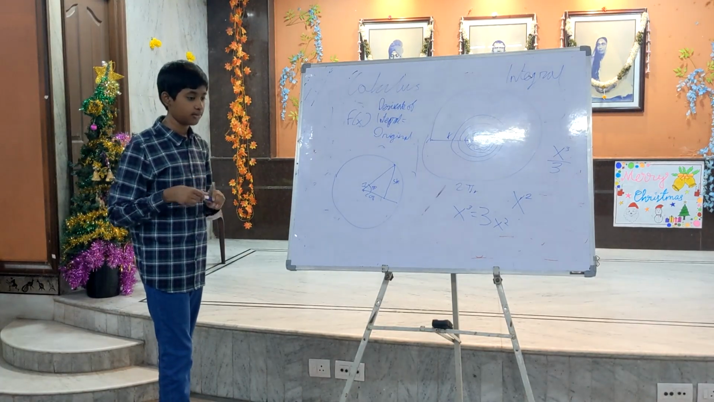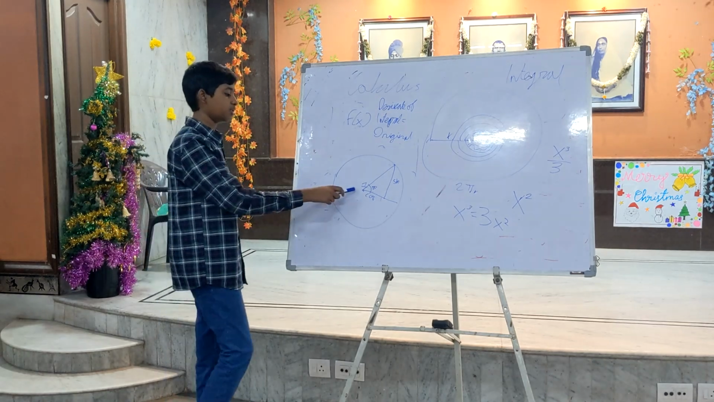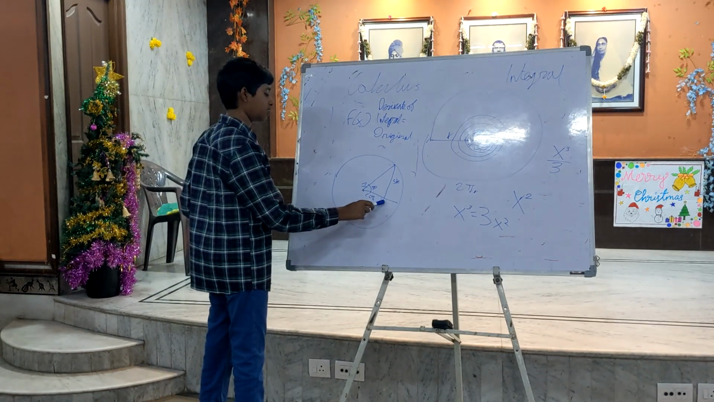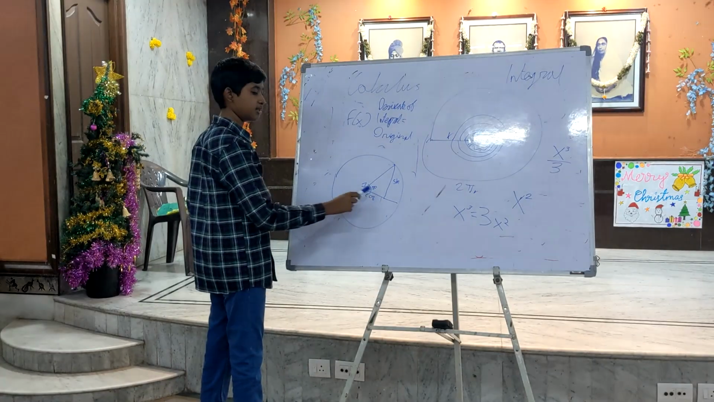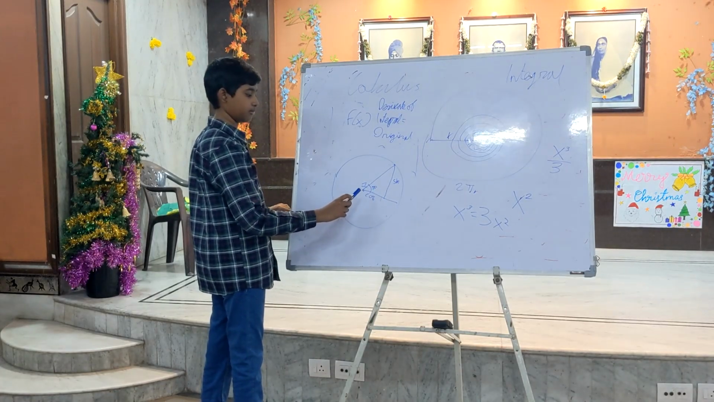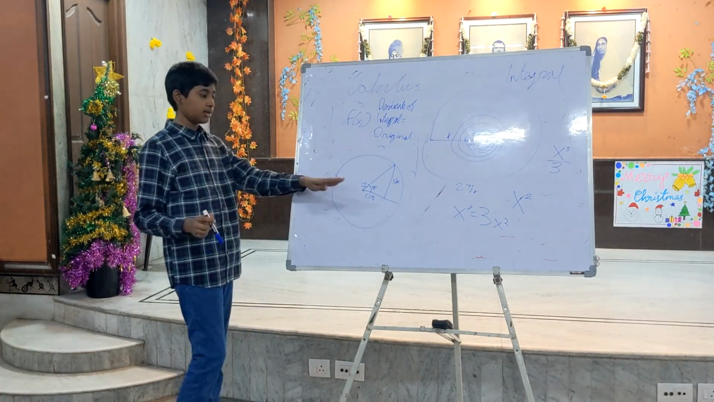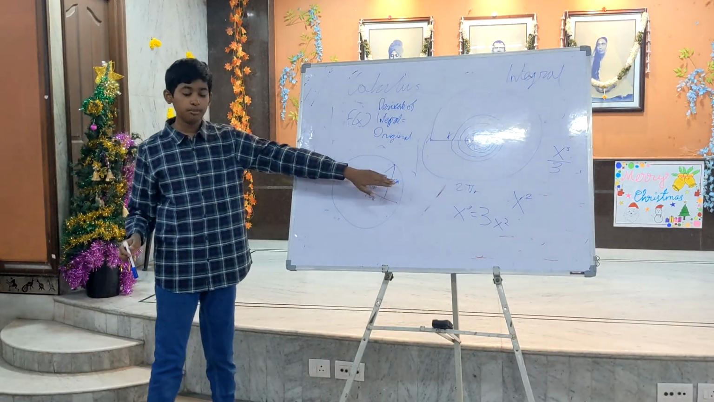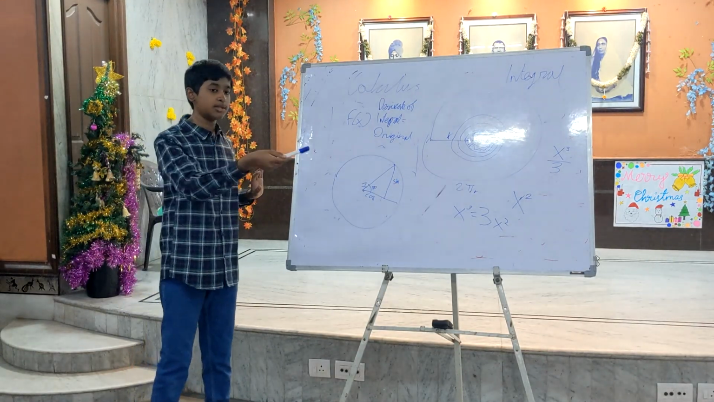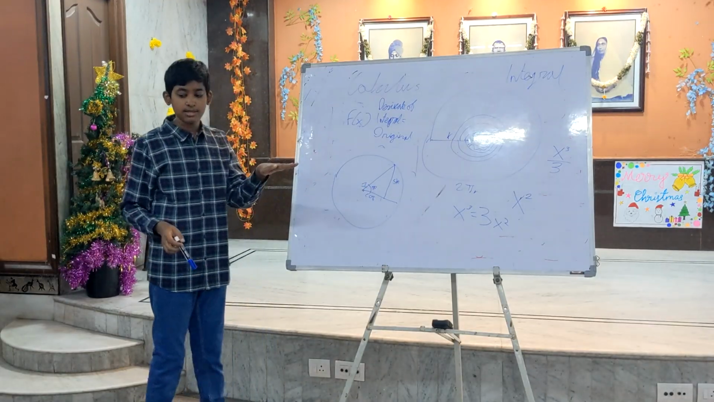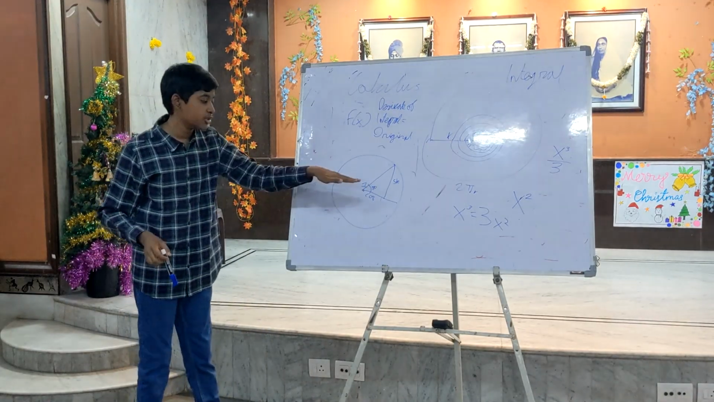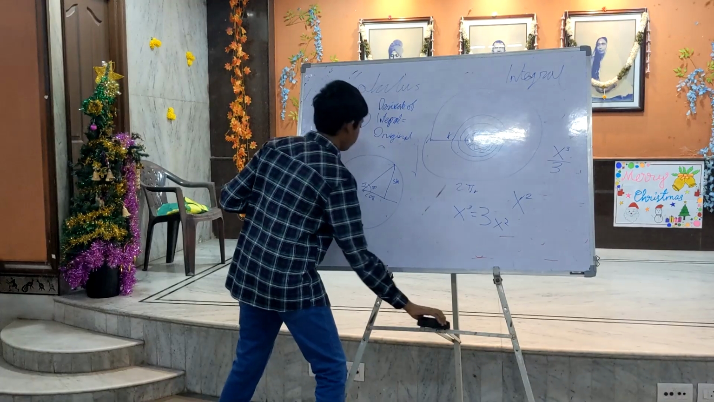Cosine means the length. Sine means the height. This is the length. So cosine is the horizontal. So cosine of 0 degrees will be 1, because the 0 degrees line is fully horizontal. Cosine of 0 will be 1.